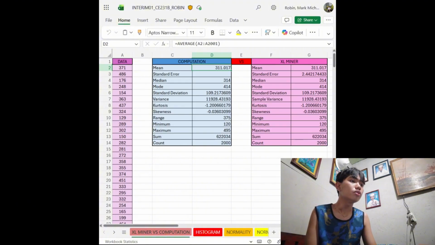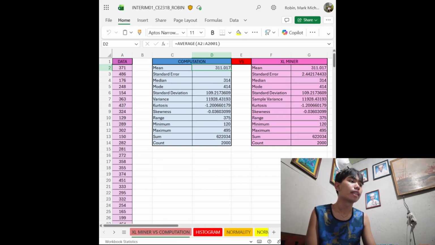I will walk you through the 8 key stages of this analysis, which are Excel, Minitab versus computation, histogram, normality, normal curve, discrete, joint, continuous, and sampling, explaining exactly how each value was computed. So first, I began by establishing our descriptive statistics. To ensure accuracy, I performed a double check.